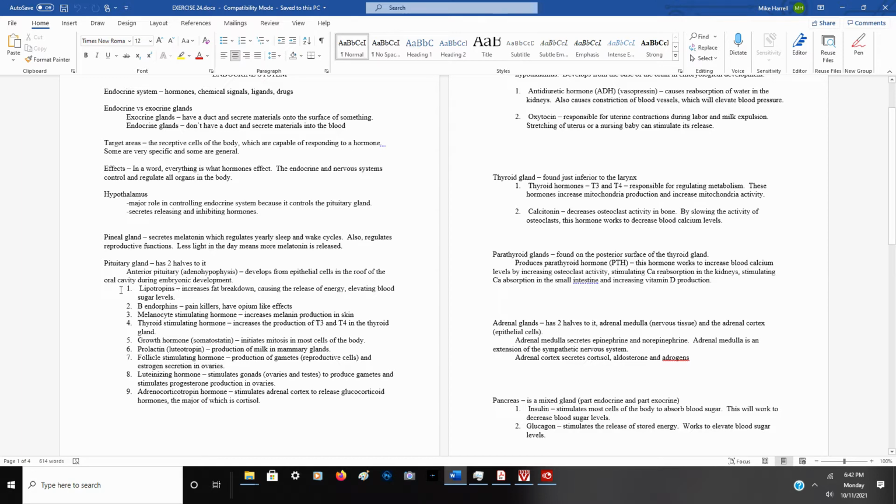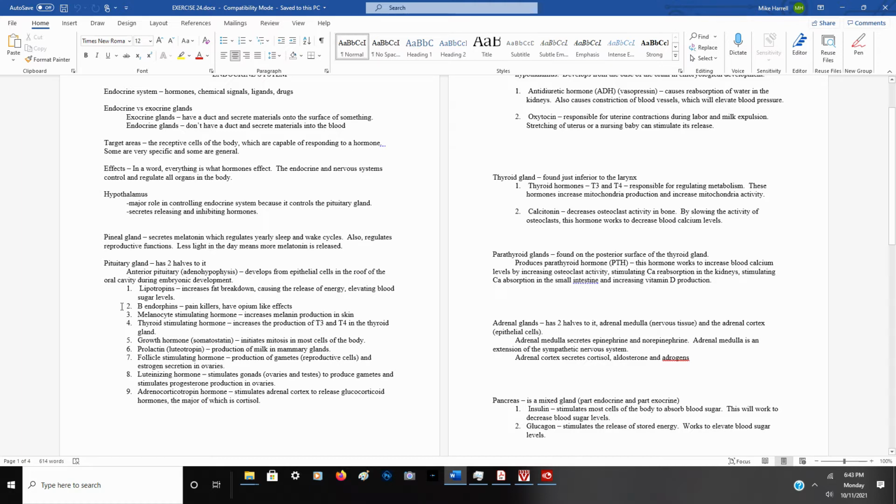So let's say an individual's blood sugar levels have gotten low for whatever reason. They've been exercising all day, haven't had anything to eat. Your body can do a lot of things that affect blood sugar levels. This is just one of them. So if your blood sugar is low, release lipotropins. Tells your fat cells to release stored energy, and that'll raise your blood sugar up. Simple negative feedback right there.